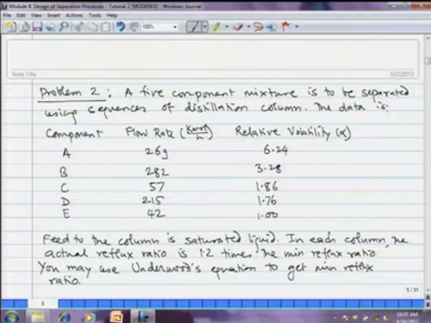The flow rates are also given. Flow rate of A is 269 kilomole per hour, B is 282 kilomole per hour, C is 57 kilomole per hour, D is 215 kilomole per hour, and E is 42 kilomole per hour. Relative volatility is defined with respect to the heaviest component E. D has a relative volatility of 1.76, C has 1.86, B has 3.28 and A has a relative volatility of 6.24 with respect to E.